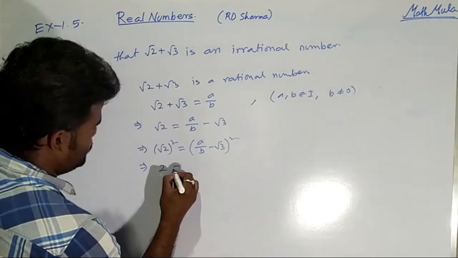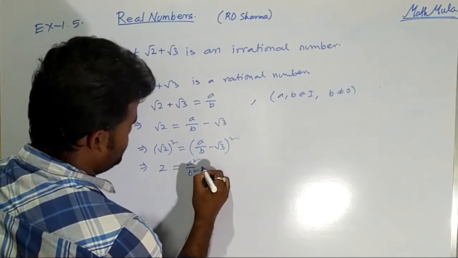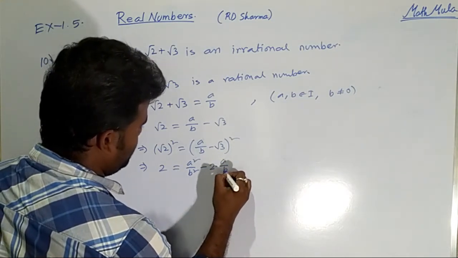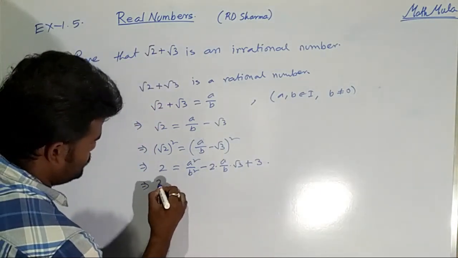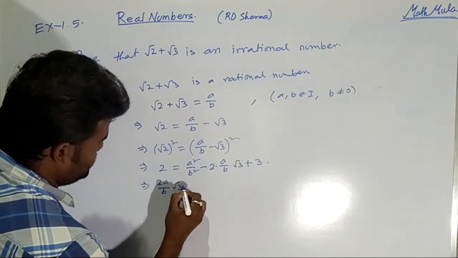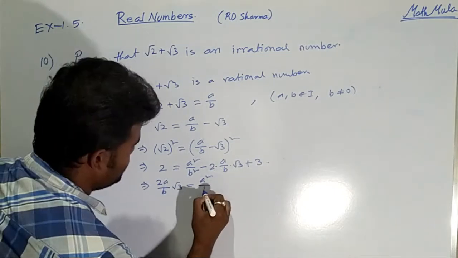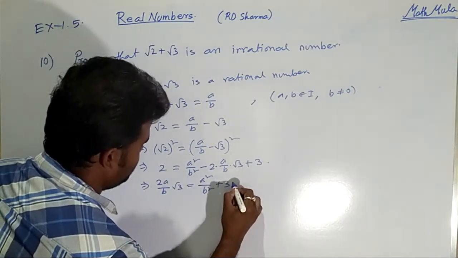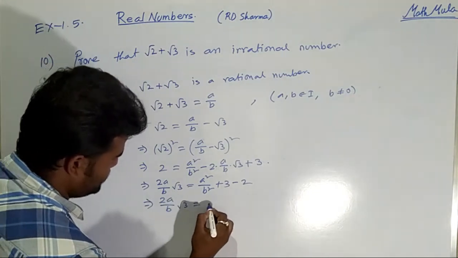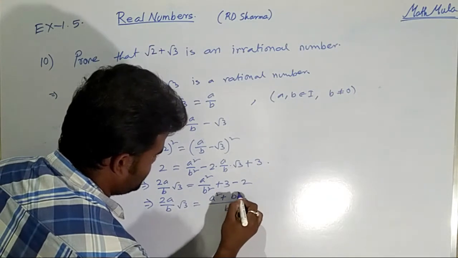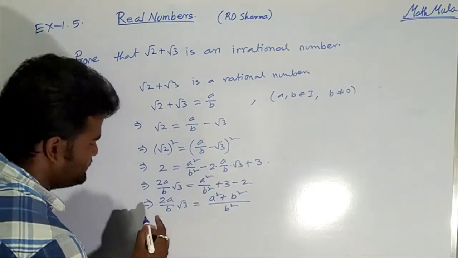Now squaring both sides, 2 is equal to a square by b square plus 3 minus 2 into a by b into root 3. Then we can write 2a by b root 3 is equal to, we take this number to the left hand side, a square by b square plus 3 minus 2. Now this is 2a by b root 3 is equal to a square by b square plus 3 minus 2, that is 1, 1 into b square, that is b square.